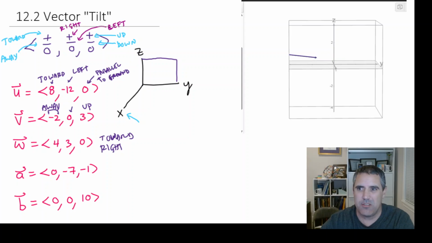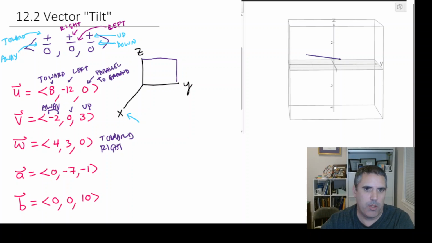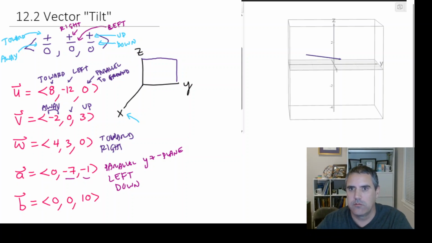So I hope this gives you a nice little start for how it works. Doesn't matter where I draw it, it's still from tail to head, towards us, to the right, and parallel to the ground. What about the next one? We would say this is parallel to the YZ plane, because that means that X is not changing. We would say it's to the left. That's what this is saying. And we would say it's tilted down. That's what that's saying. So if I show you that, let's take a look at that.